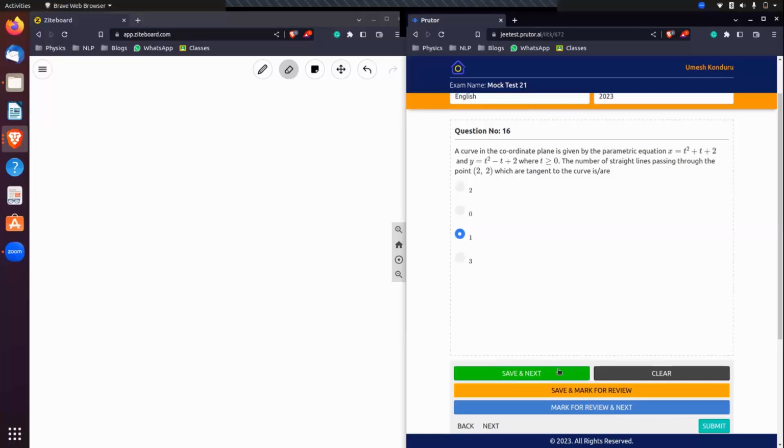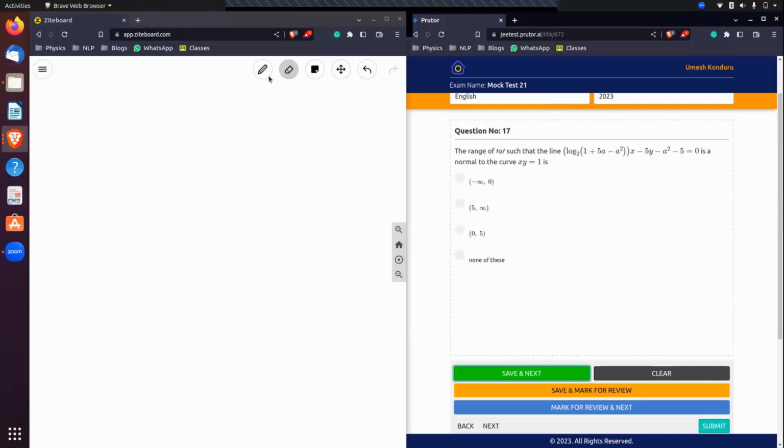Let's move ahead. The range of a is such that the line, okay, this is again a question on tangent and normal and stuff. So now we have to figure out what the equation of a normal looks like.